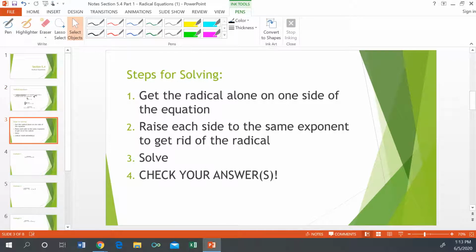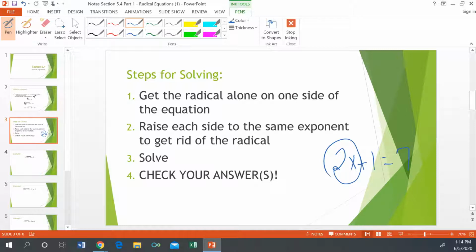Next, steps for solving these. Get the radical alone on one side of the equation, just like when you're solving for a variable. If we had 2x plus 1 equals 7, you would get 2x by itself, and then x by itself.